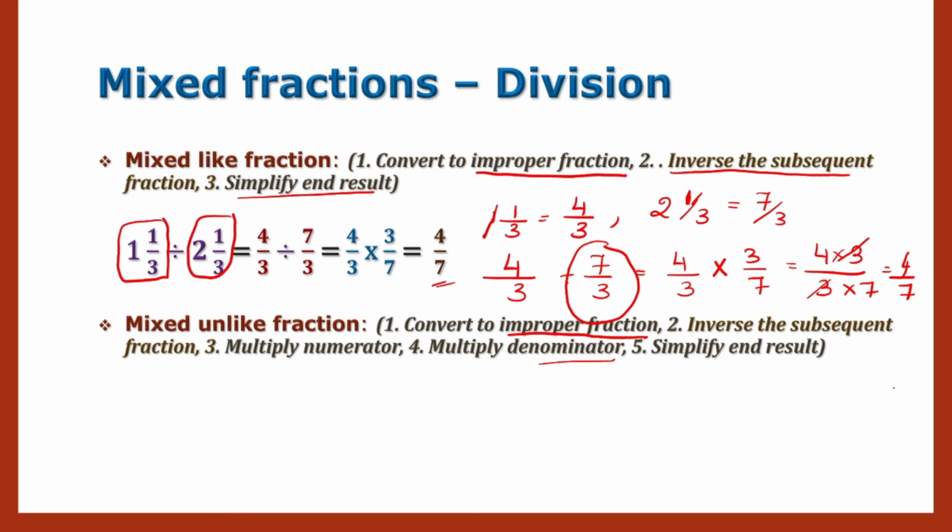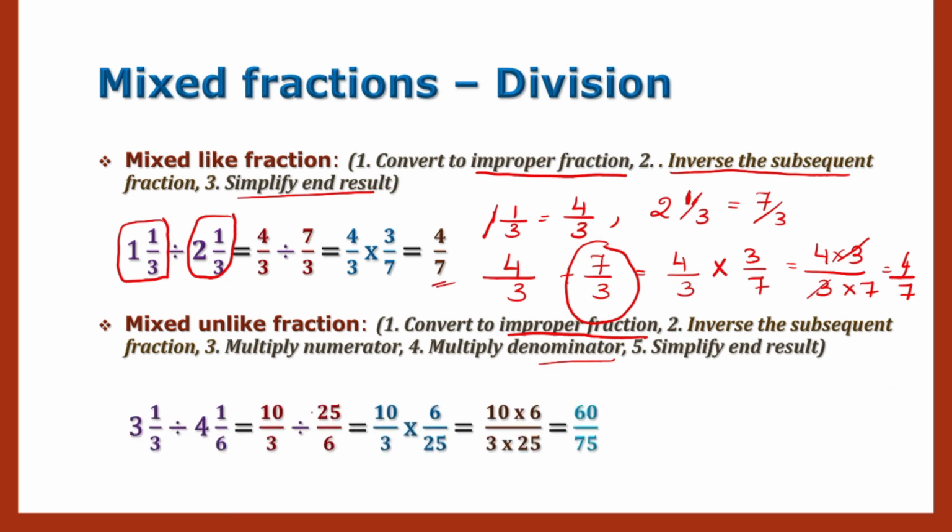Now let's see an example. 3 1 by 3 divided by 4 1 by 6. We convert these into improper fractions, which is equal to 3 into 3, 9 plus 1, 10 by 3, divided by 6 4s are 24 plus 1, 25 by 6.